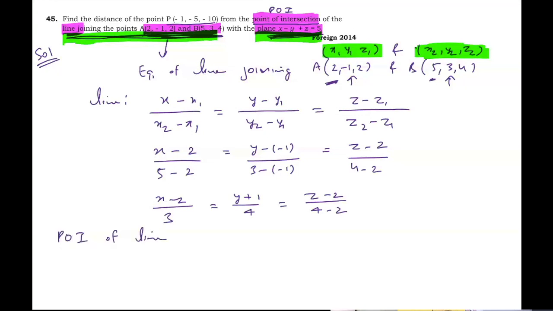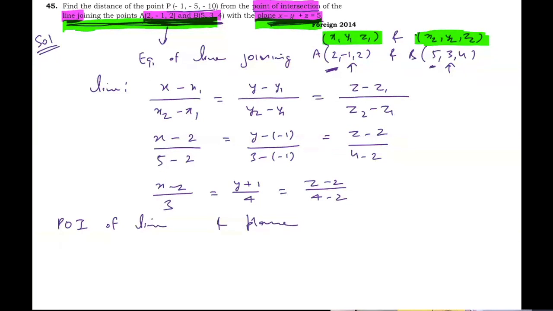We studied this in the last class also. The line is given here. What is the line here? See, 4 minus 2 is nothing but 2, equals lambda. So this is the line, and we also have the equation of the plane. What is the equation of the plane here? x minus y plus z equals 5.